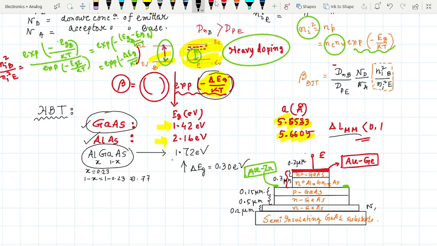Now we can give you also the doping concentration. Here the doping concentration is 10 to the power 18 per cm cube. Here the donor concentration is about 10 to the power 17 per cm cube. Here the doping concentration is about 10 to the power 18 per cm cube. Here it is nearly about 5 into 10 to the power 17 per cm cube. Here it is also 10 to the power 18 per cm cube.